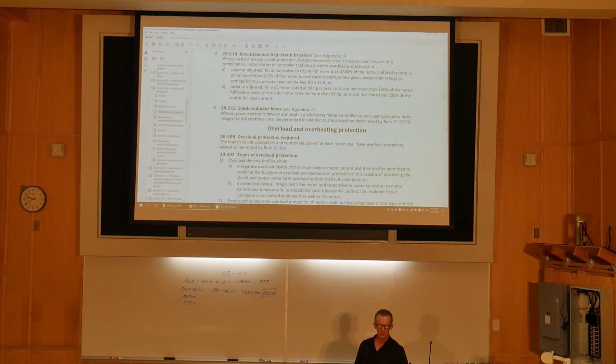All right? So there's a calculation on an instantaneous trip circuit breaker, and if it's a DC motor, it says rated or adjusted to set for a DC motor rated at 50 horsepower or less to trip at not more than 250% of motor full load current. So a DC motor, you guys, where do we get the full load current? We have Table 44 for three-phase full load currents. We have Table 45 for single-phase full load currents. And for DC motors, oddly enough, we have to go to Appendix D.